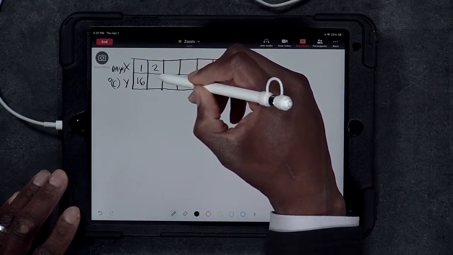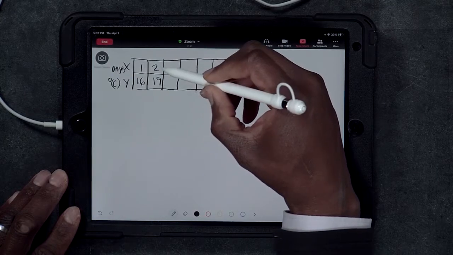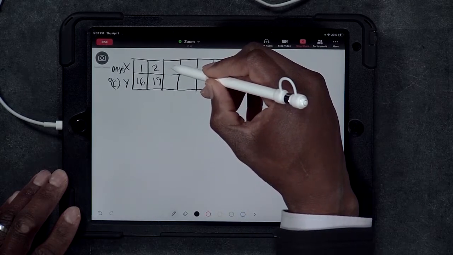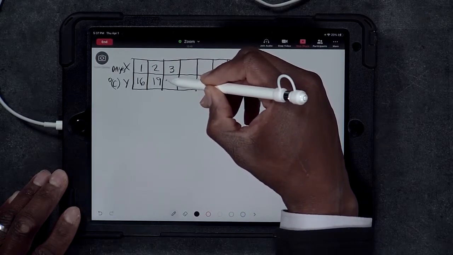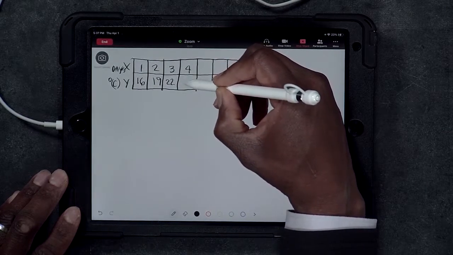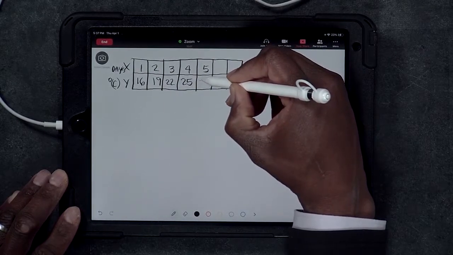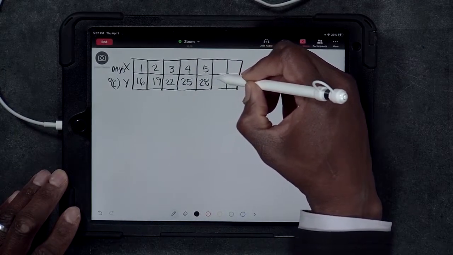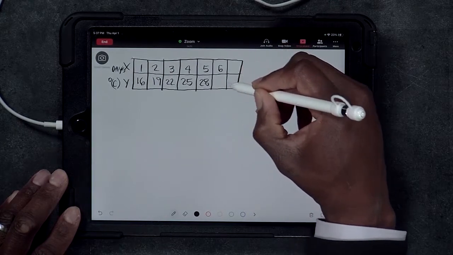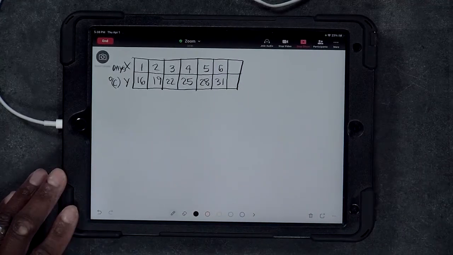After the first day, the temperature is 16 degrees Celsius. After the second day, the temperature is 19 degrees Celsius. After the third day, let's say 22 degrees. After the fourth day, 25 degrees. After the fifth day, say it's 28. And I think you see the pattern. After the sixth day, let's say it's 31.